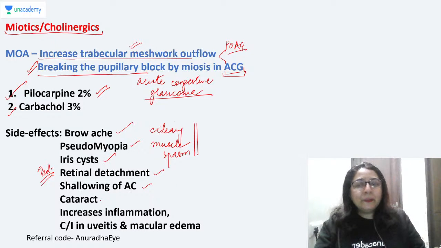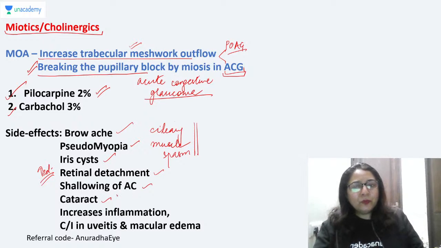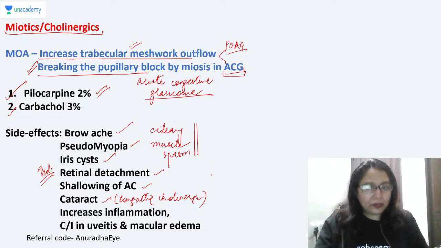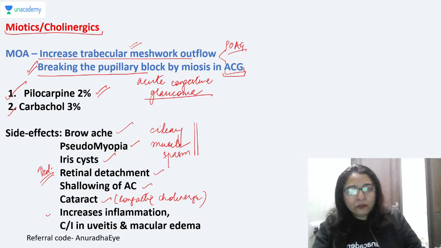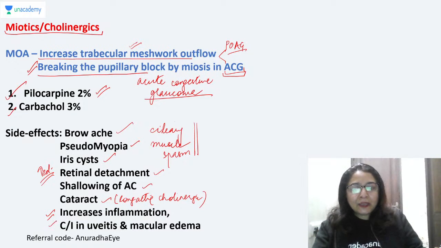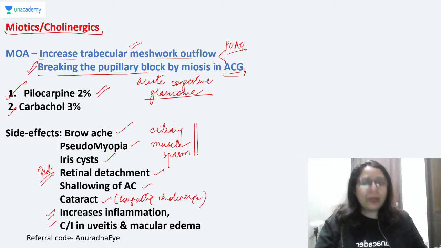The prolonged use can lead to cataract formation, though this is more with the long acting cholinergics which are nowadays not used, for example your ecothiopate, etc. So this is with the long acting cholinergics. They also lead to increase in inflammation in the eye. So like prostaglandins, they are contraindicated in uveitis and macular edema.